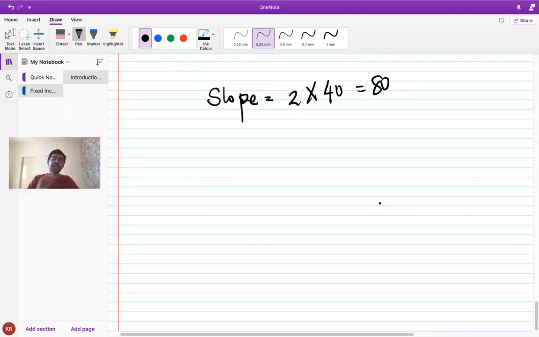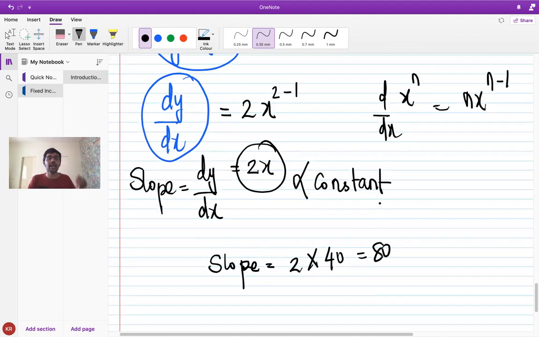Now, if you carefully observe, when finding the slope of the line, I did not ask what the value of x is right now. Whereas over here, I had to ask what the value of x is, because the slope itself is dependent on x. If the value of x was 20, then the slope would have been 2 into 20. If the value of x was 25, the slope would have been 2 into 25, which is equal to 50.